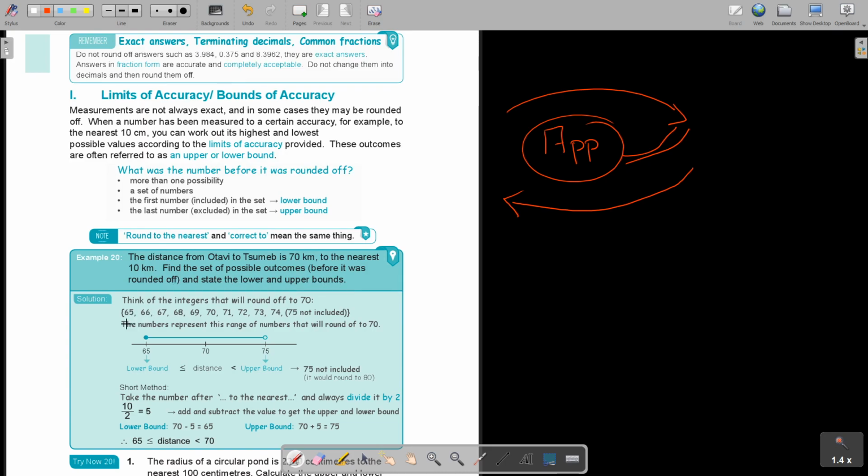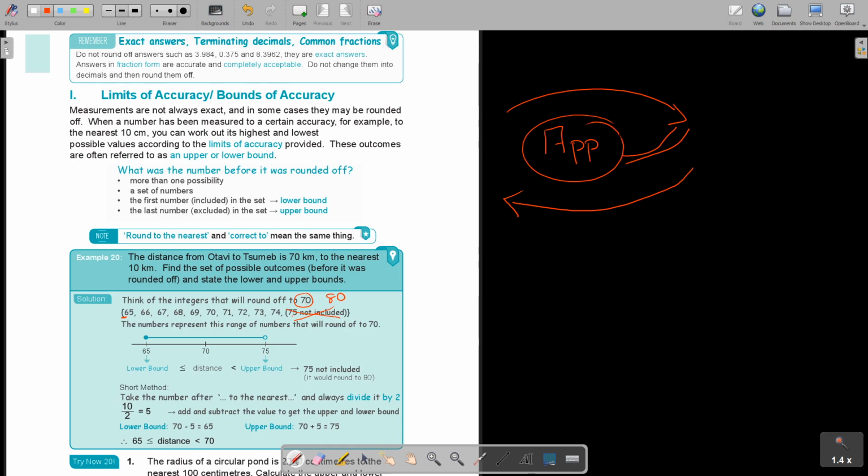Okay, so if it was 65 and you approximated, it will be 70. If it was 66, that 6 makes that one a 7. 67, 68, until 74. 74 will still stay 70. But 75, what will happen to 75? It will become 80. So 75 will not be included. But that was now just to the nearest unit. It could have been all the in-betweens also.